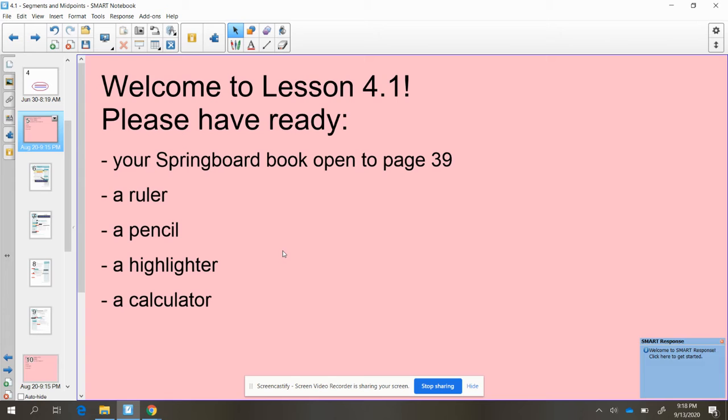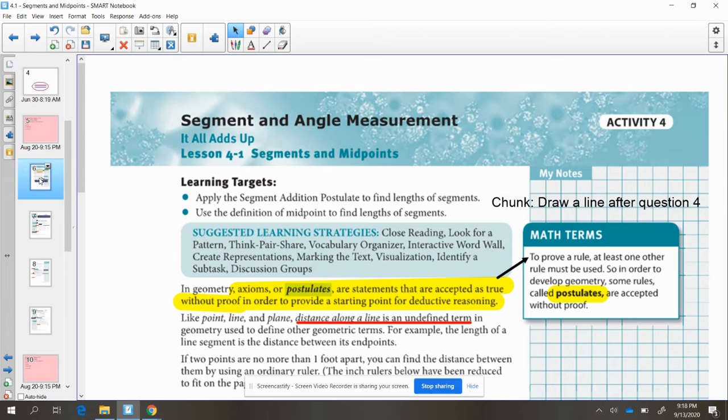Today we are going to talk about basically half of the lesson, and we are starting on page 39. You are definitely going to need a pencil, and another thing you may want to have, if you have one, is a ruler. You will also want a calculator of some sort today, potentially.